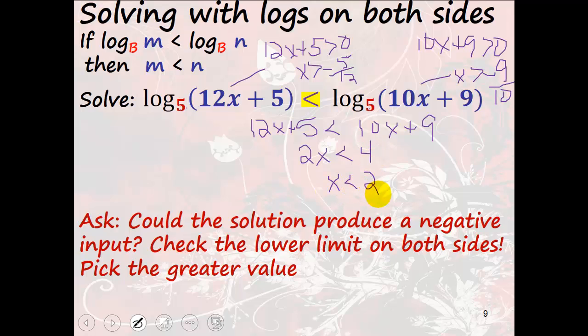All right. But we know, particularly with a less than symbol, we have to be careful that we don't produce negative inputs. So once we reach negative 5/12 and start putting in values less than that, this is going to go negative. So we have to make sure that x stays greater than that. So x has to be greater than negative 5/12. And in interval notation, it's going to be parenthesis negative 5/12, 2, and then another parenthesis. Okay? So we check the lower limit on both sides, pick the greater value. That's how we got our leftmost point.